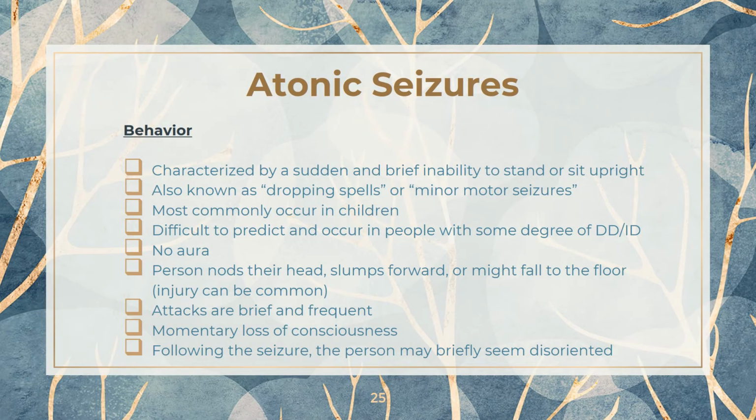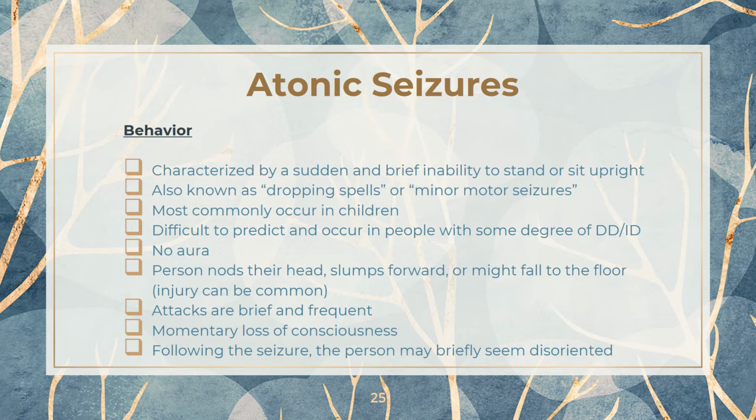Atonic seizures are characterized by a sudden and brief inability to stand or sit upright. They're also known as dropping spells or minor motor seizures. They are most common in children and are difficult to predict. They occur with people who have some degree of developmental or intellectual disabilities. The person does not experience an aura, and the behavior consists of nodding of the head and slumping forward.